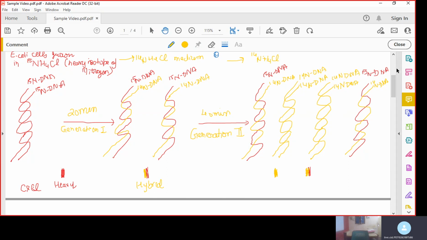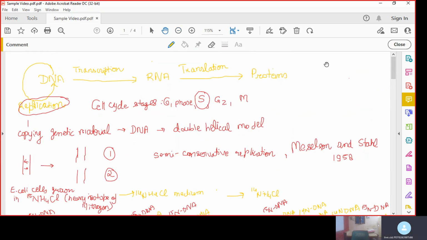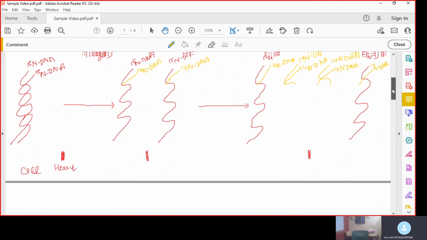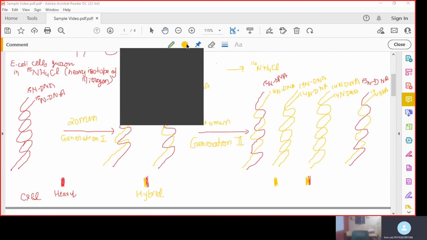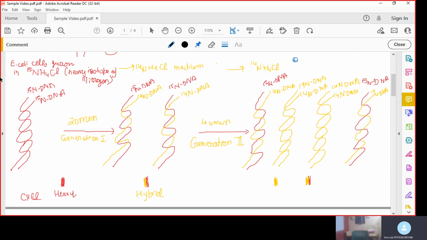Let's have a quick revision. So what happened here was E. coli cells were grown in ammonium chloride of heavy isotope of nitrogen for many generations. So both the strands got the nitrogen incorporated into the nucleic acid, and it was a heavy isotope, 15N DNA. Both strands were covered in it. Then we performed the density gradient centrifugation, and we got a heavy band.